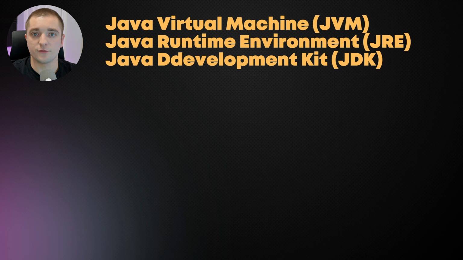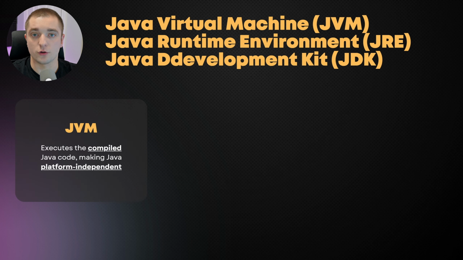At the heart of Java's functionality is the Java Virtual Machine, or JVM. Think of the JVM as a special virtual computer that lives inside your actual computer. The JVM is responsible for executing the compiled Java code, making Java platform independent. This means you can write your Java code once and run it on different operating systems like Windows, macOS, or Linux, as long as they have a compatible JVM, of course.